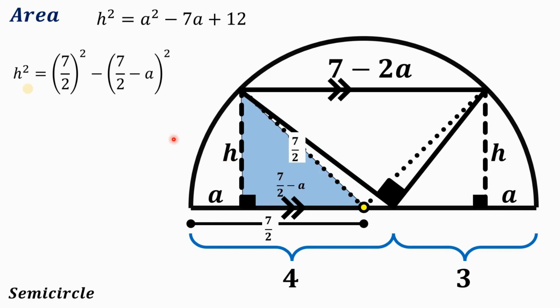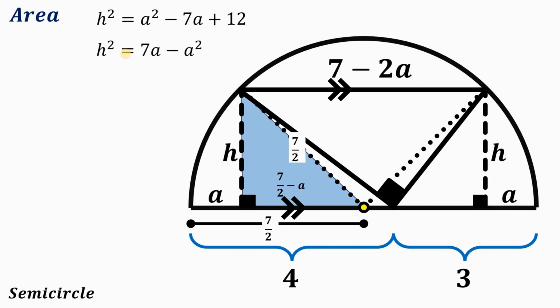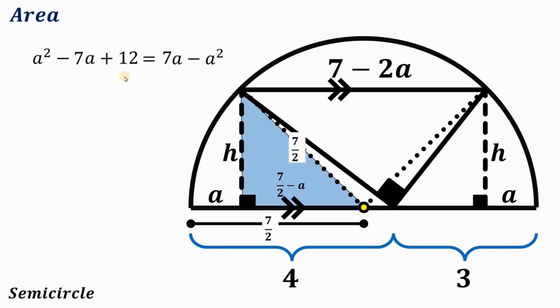So using the Pythagorean theorem, we have H squared equals 7 over 2 squared minus the quantity 7 over 2 minus A, squared. And simplify this, we get H squared equals 49 over 4 minus 49 over 4 minus 7A plus A squared. Now, subtract the two expressions and we get H squared equals 7A minus A squared. Now, we have another equation in terms of H and A. So, using these two results, we can now solve for the value of any variable. So, first, since they are both equal to H squared, we can say that these two expressions are equal.